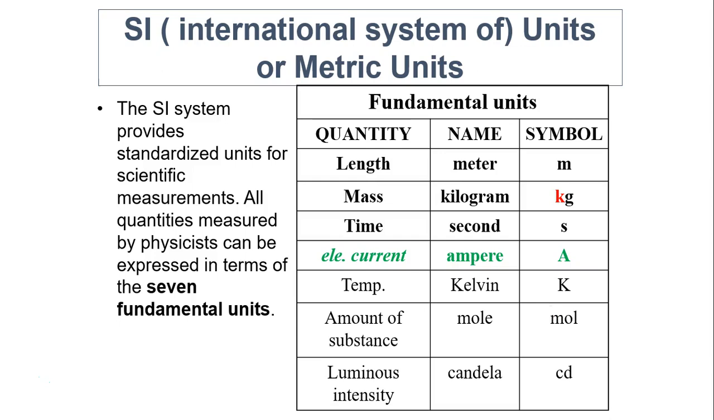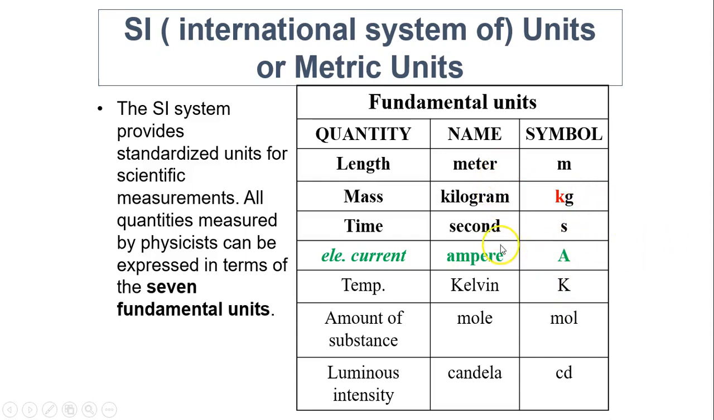So there is the SI unit, or standard international system of units. Another name for it is metric units. In physics, that's the unit we use. The SI system provides standard units for scientific measurements. All quantities measured by physicists can be expressed in terms of the 7 fundamental units. So there are 7, as you can see, listed on this table.